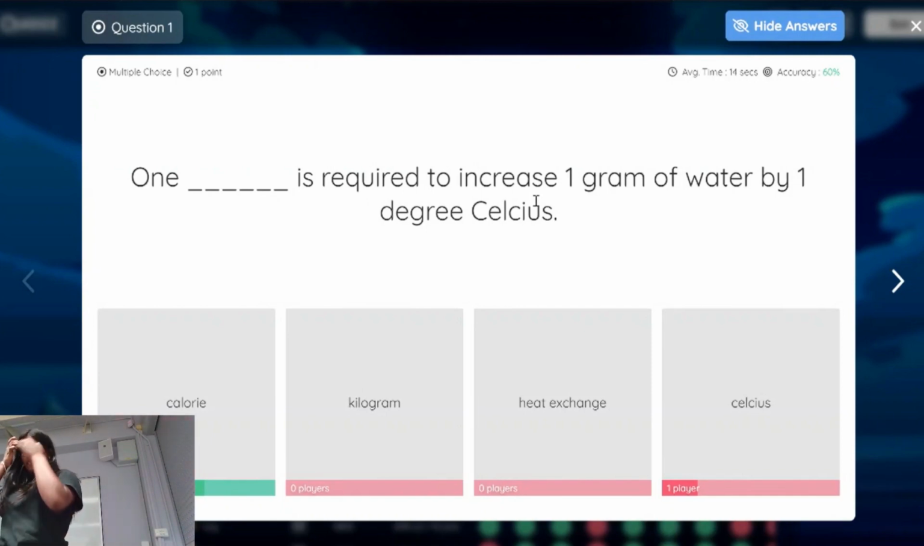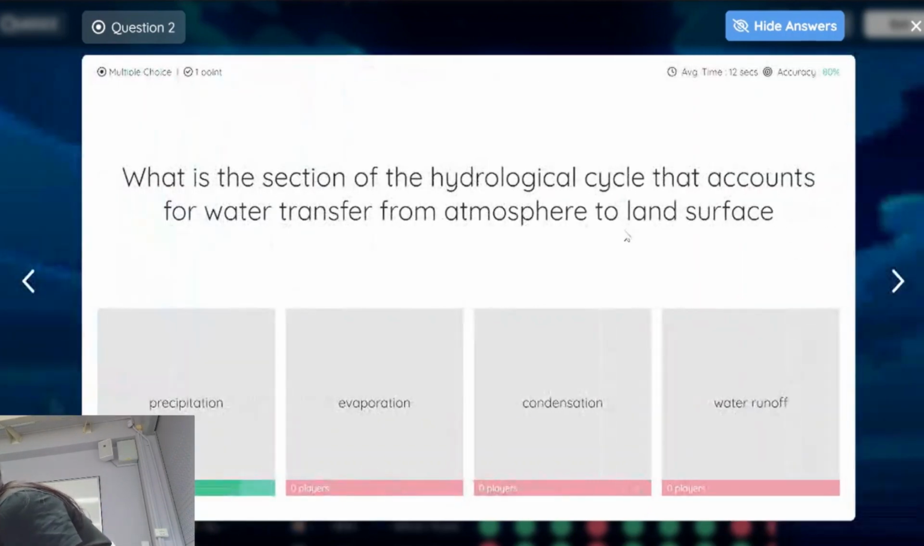Okay. So just a quick review. 1 calorie is required to increase 1 gram of water by 1 degree Celsius. So just to review, to increase the temperature of anything, you have to input energy. That's one way to remember it. So the unit for energy, at least in this course, would be calorie. That's the next question. Yeah, okay, cool. Everyone got that right. That's good.